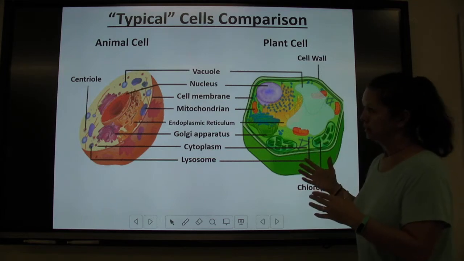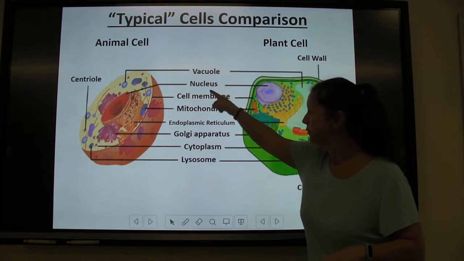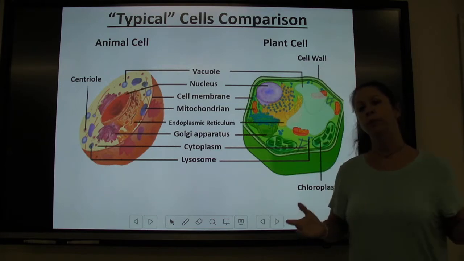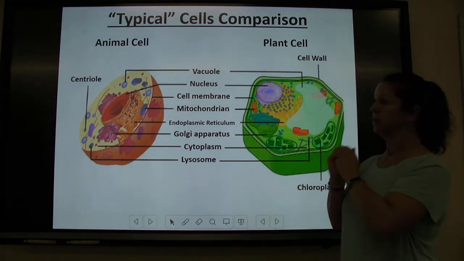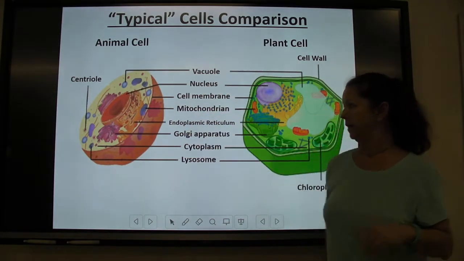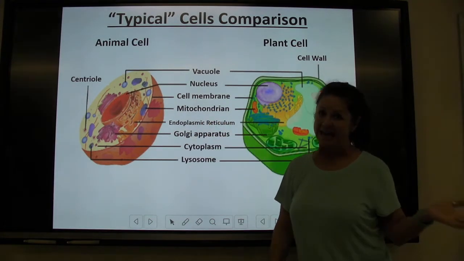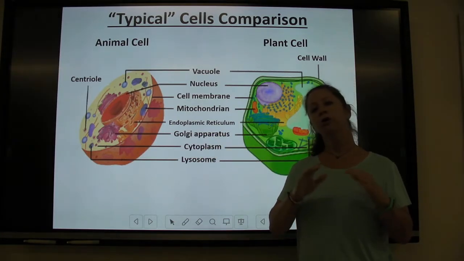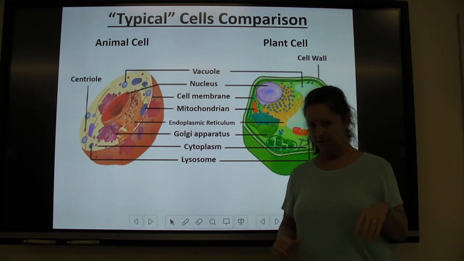Some of the organelles are pretty much typical, no matter what kind of cell you're looking at, and those are the ones that are listed here in the middle, okay? So what we have up here, I don't have any protist, I don't have any fungi, I have an animal and a plant. And everything here in the middle, vacuoles, nucleus, cell membrane, mitochondria, endoplasmic reticulum, you'll abbreviate that ER, Golgi apparatus, cytoplasm, and lysosome, you're going to find those organelles in all types of cells except bacteria.